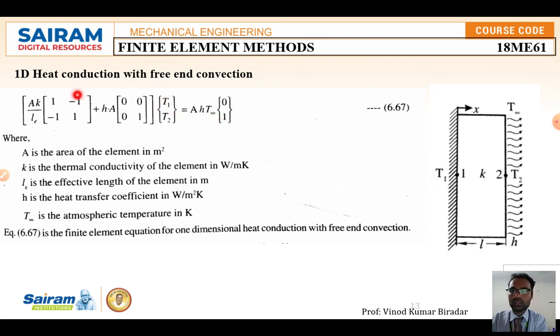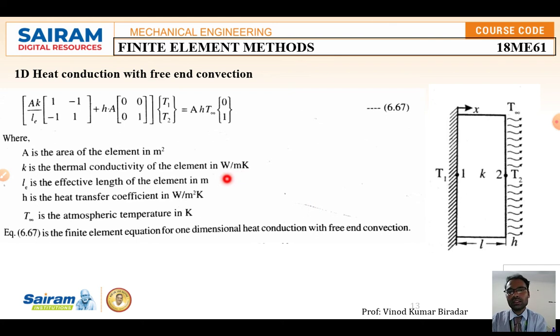The formula is AK by L [1 -1; -1 1] plus HA [0 0; 0 1], times [T1; T2], which is equal to A H T infinity [0; 1]. Why this [0 0; 0 1]? Because at the last element the heat transfer is exposed to the surroundings, so we write that here. Where A stands for the area, K the thermal conductivity, L the length of the element, H the heat due to convection, T1 and T2 the nodal temperatures, and T infinity the ambient temperature.